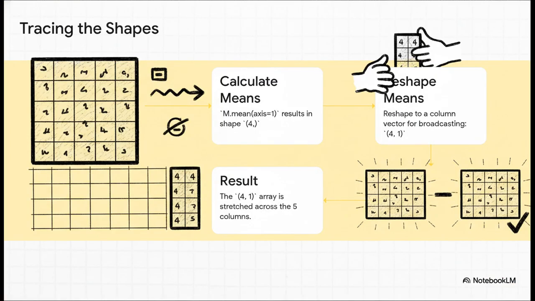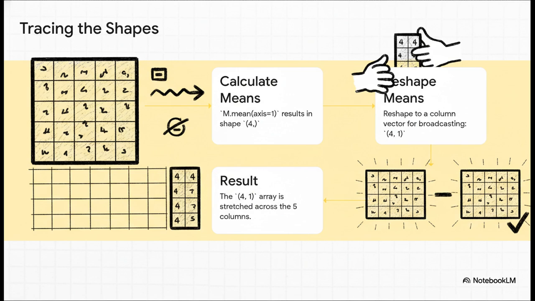We start with our (4, 5) matrix. Then we calculate the mean along axis equals 1, which means we get the mean of each row. This gives us a vector with the shape (4,), but wait, as we just learned, a (4, 5) shape isn't compatible with (4,). This is the critical moment. We have to explicitly reshape our means vector into a column vector with a shape of (4, 1).